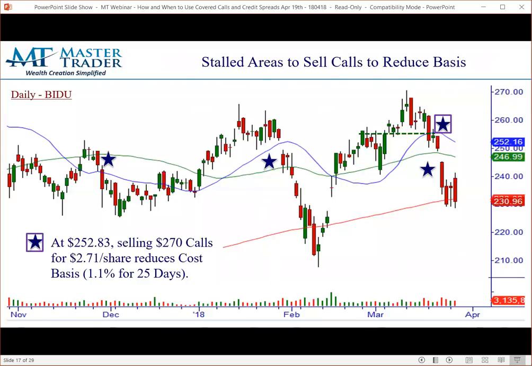So just like all the other examples, even if you did agree to sell it at 270, the premium is yours to keep from day one, which in this example is over 1%, over 12%, over 13% a year right here. But if you're selling it at 270 and it's currently trading at 253, that's still $17 higher.